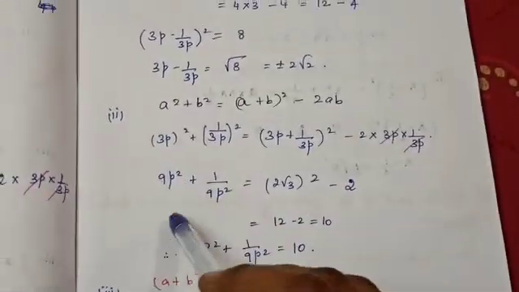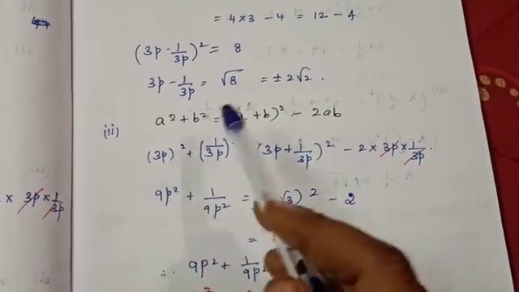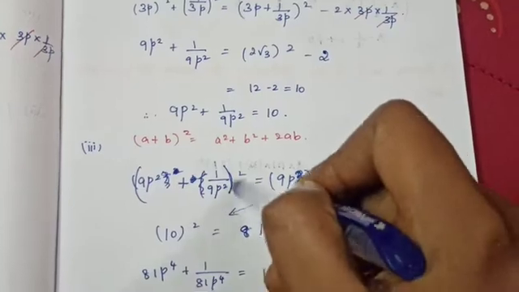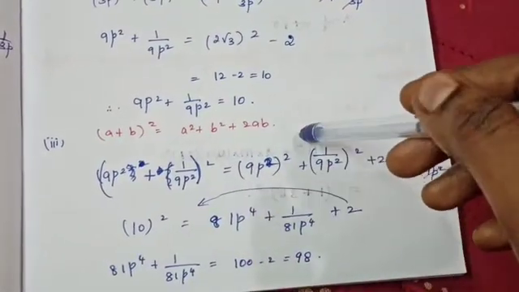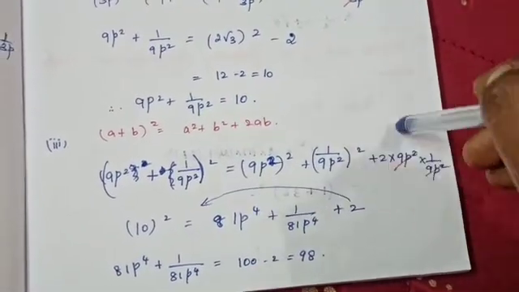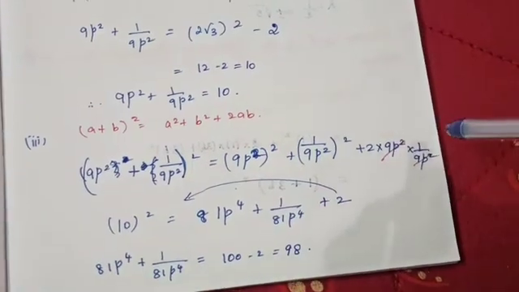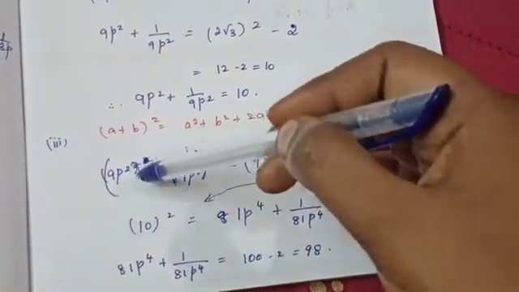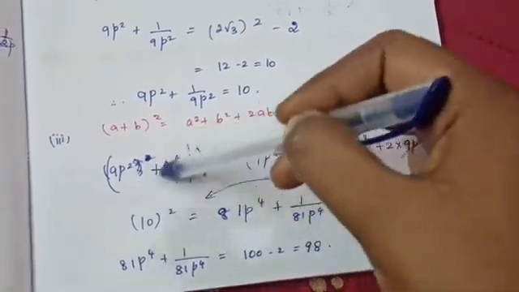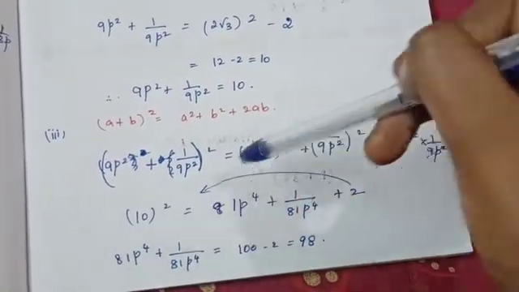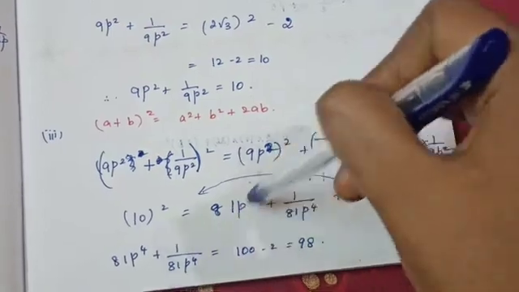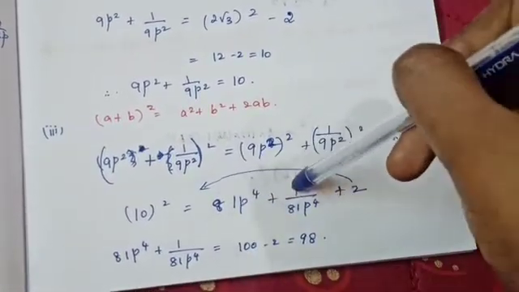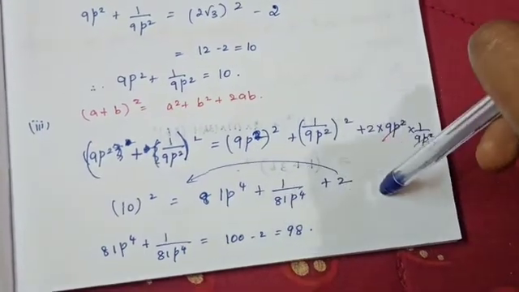So you take 3p. 9p square plus 1 by 9p square, the whole square, is equal to 9p square of square plus 1 by 9p square of square plus 2 into 9p square into 1 by 9p square. These two are cancelled. So this one having the square, you know the value is 10. So 10 square is equal to 9 squared, 81, p square of square means p power 4. So 81p power 4 plus 1 by 81p power 4 plus 2.